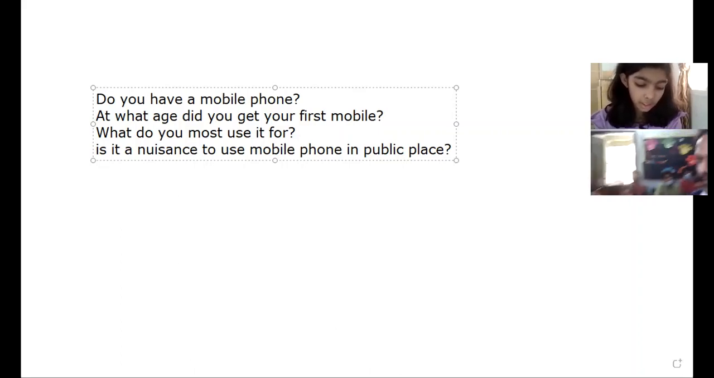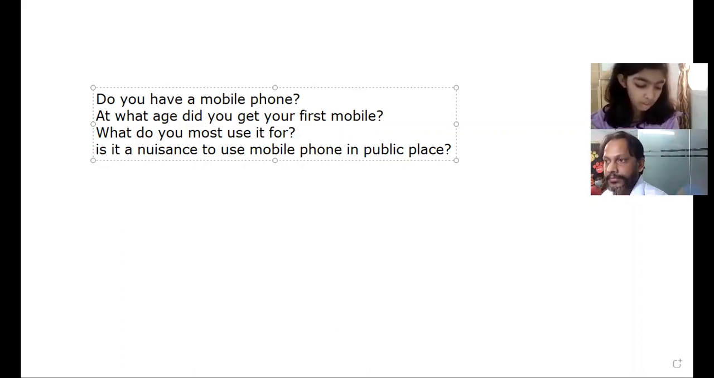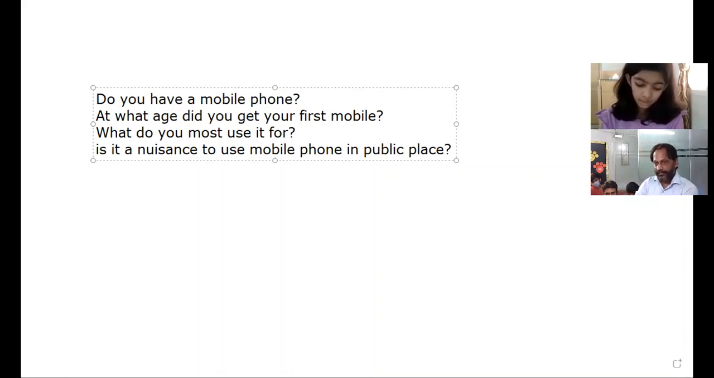What do you most use it for? In general, people use it for calls, messages, and different famous apps. Is it a nuisance if people use mobiles in public, such as trains and buses? Yes, it is a nuisance because if we make a call, it will disturb people around us and make a big noise.